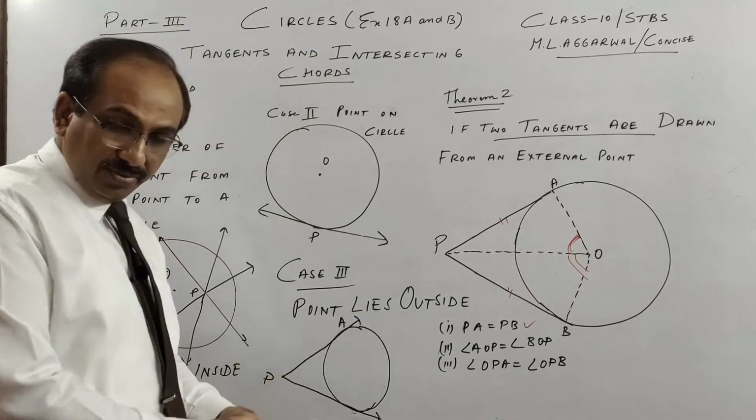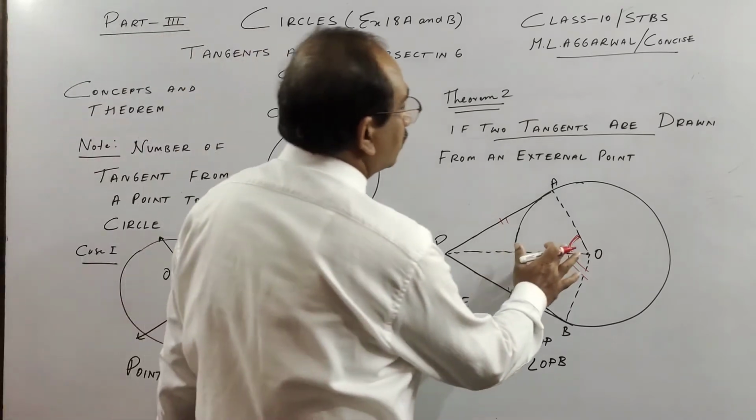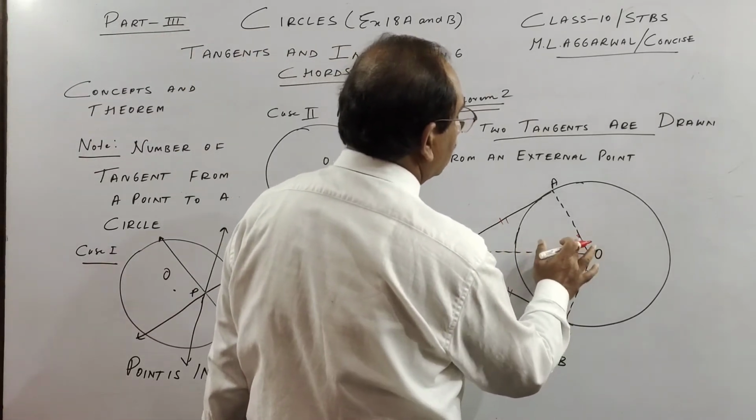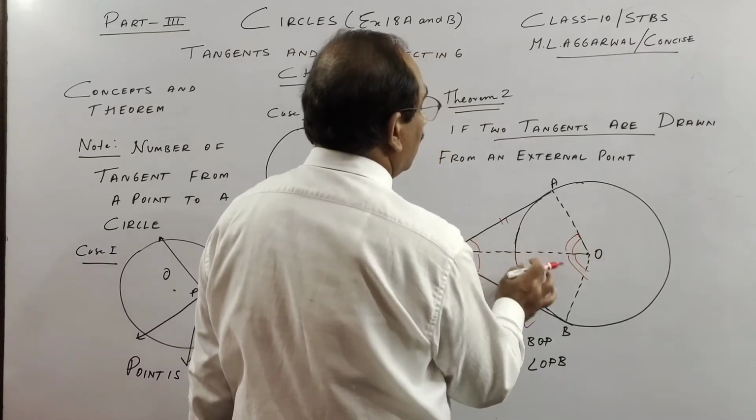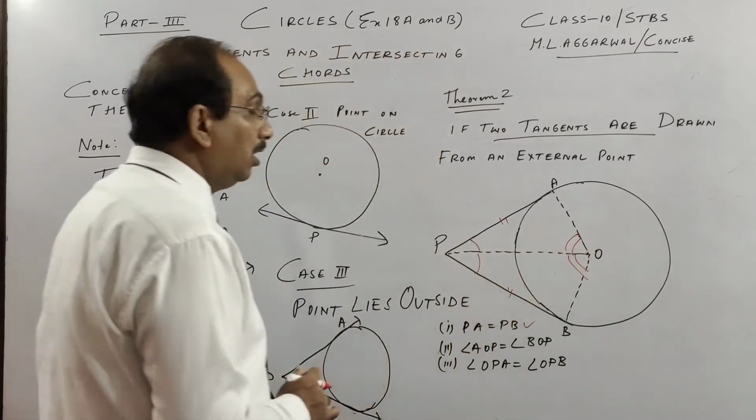And the last one, if you see, children, I draw double lines here, two lines here, two lines here. The last one is that this angle is equal to this angle, because I'll show you these two triangles are congruent.